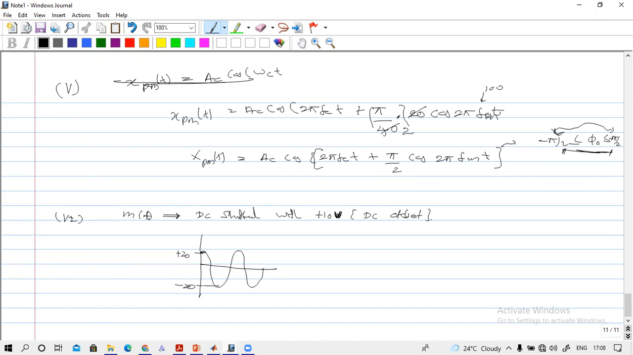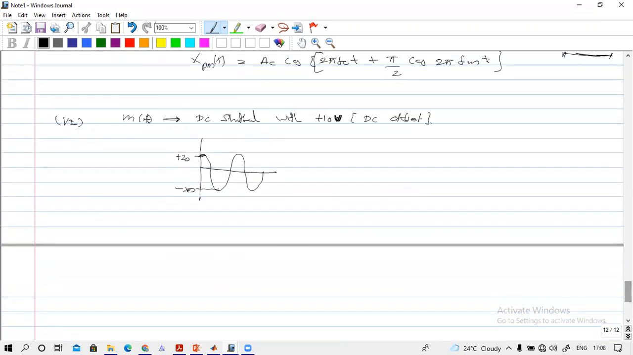Now we are asked to shift this signal by 10 volt. That is the DC shifting. So to shift this signal by 10 volt, what should we do? We are given a signal, say that signal is coming from a signal generator or something like this. Now we are asked to shift this signal by 10 volt. So practically, what do we have to do?